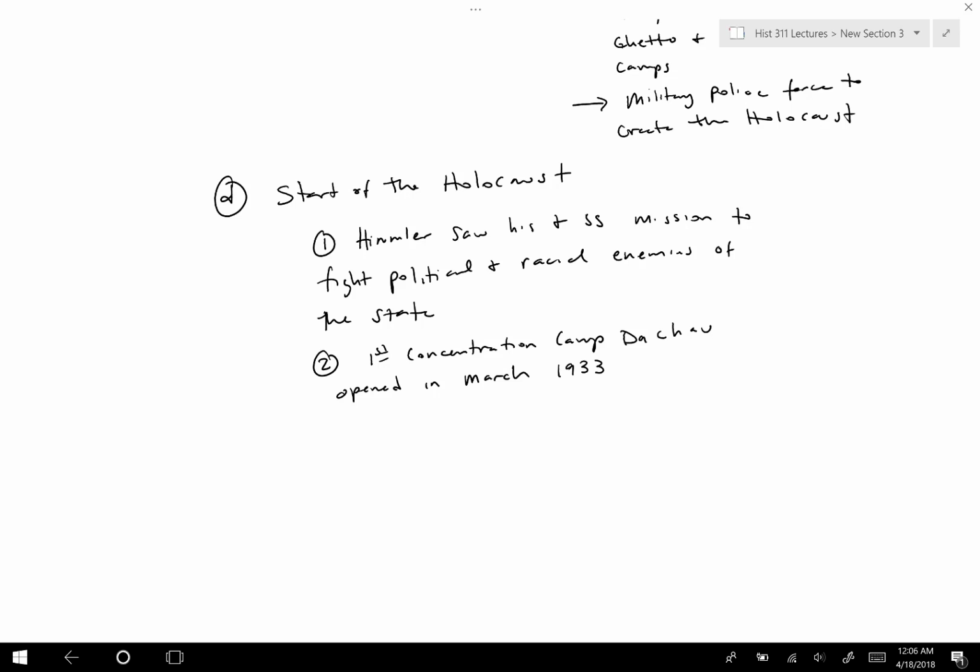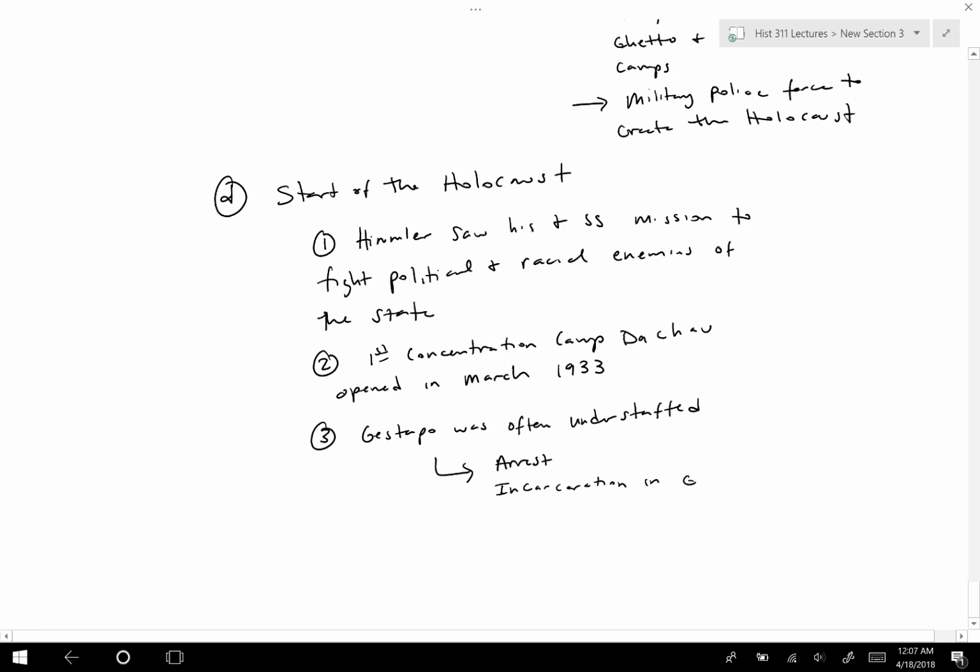But what's interesting is that the Gestapo was often, not mostly, often understaffed for the whole process. Because remember, their whole process was for arrest, incarceration of people in camps, in the ghetto first in some areas, and camps. And then, of course, the murder of millions of people.